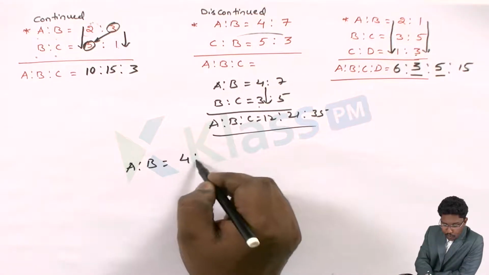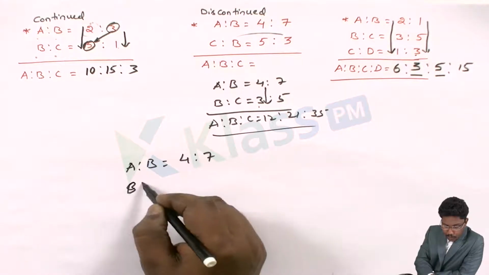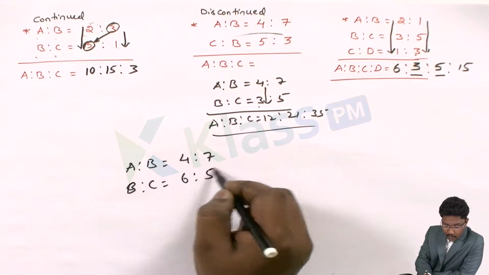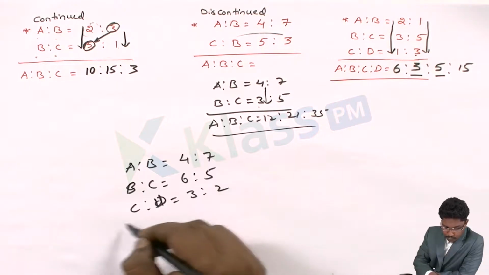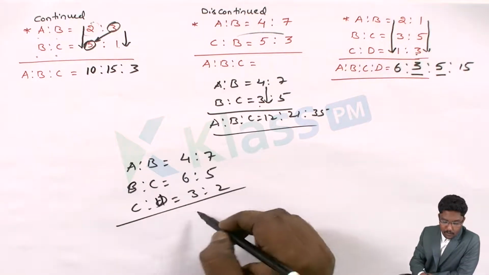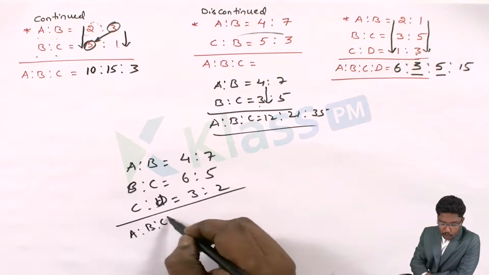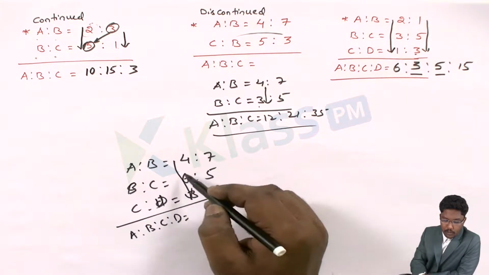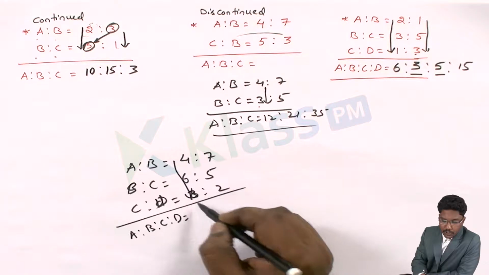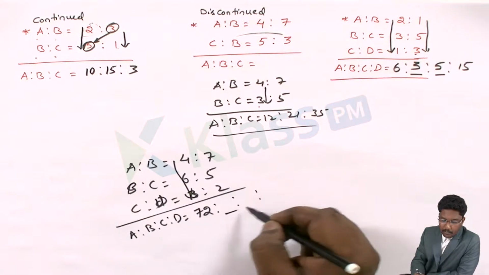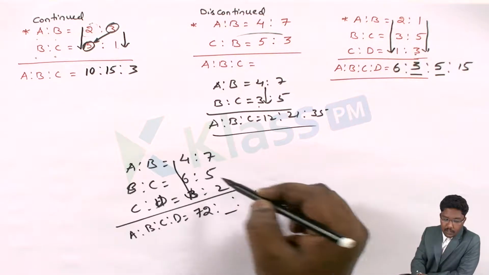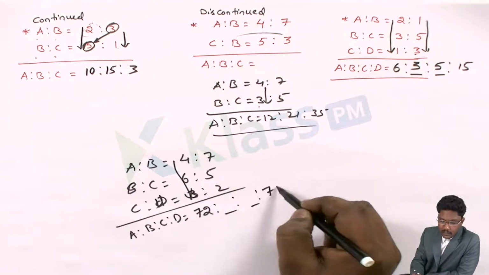A is to B equal to 4 is to 7. B is to C equal to 6 is to 5. C is to D equal to 3 is to 2. Now try to solve. First of all, A value: 4 6s are 24, 24 3s are 72. Leave B and C. Now D: 7 5s are 35, 35 2s are 70.